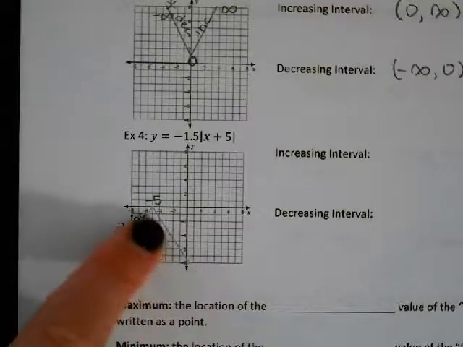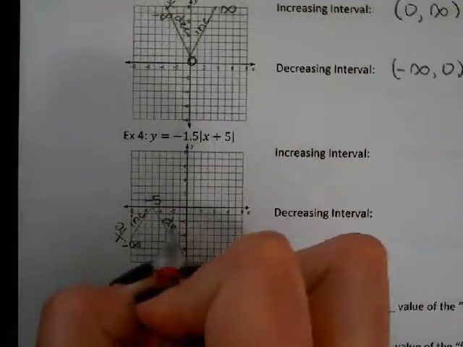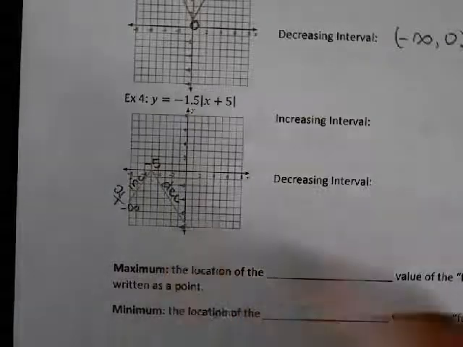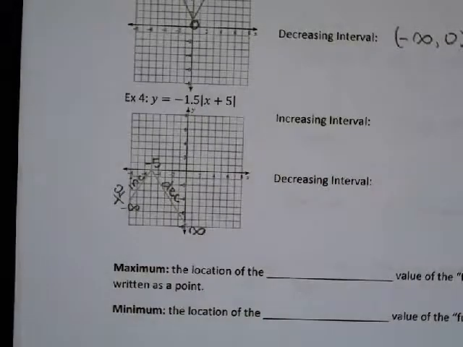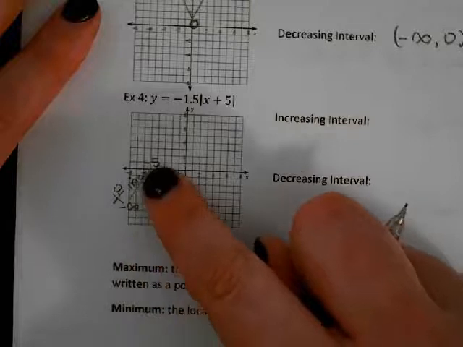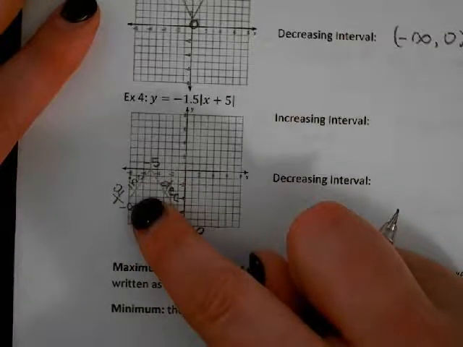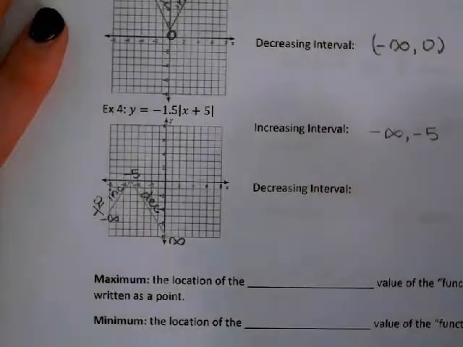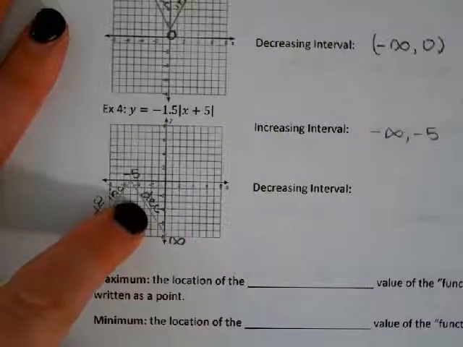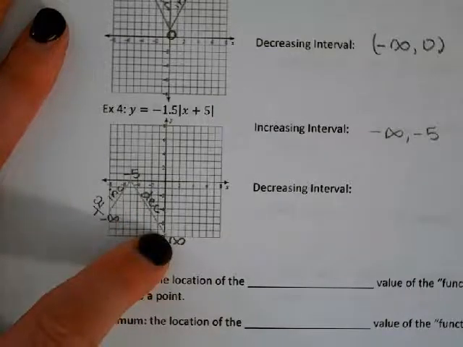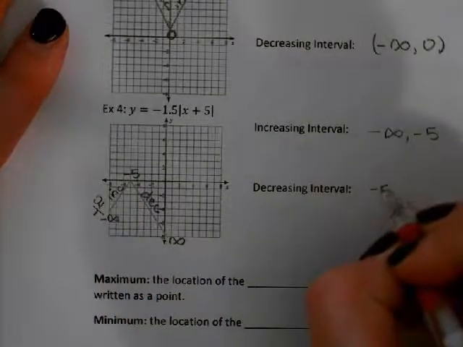And then once he hits that vertex, what does he start doing? Going downhill, which means decrease, okay? And then he gets to a right arrow, and what is the x value of a right arrow? Positive infinity. Okay, so the word increasing is written in between the numbers negative infinity and -5. So there's your answer for increasing: negative infinity, -5. And the word decreasing is written in between the numbers -5 and positive infinity.